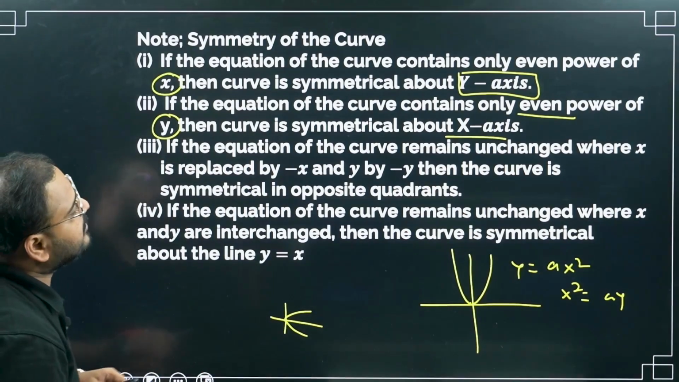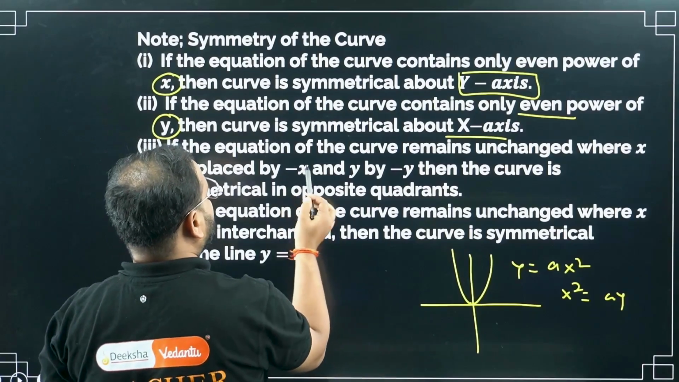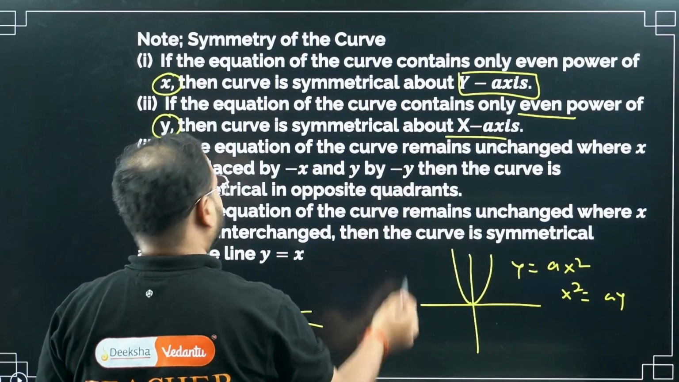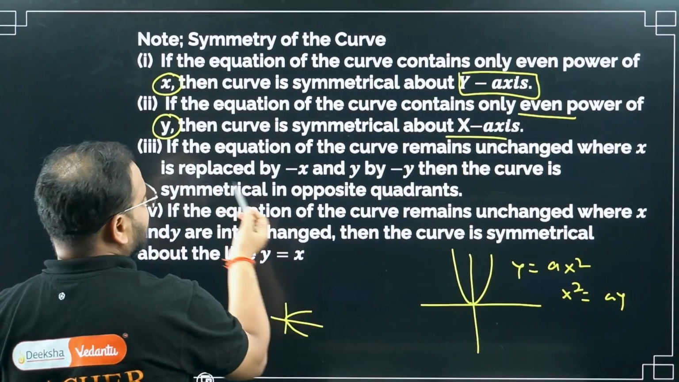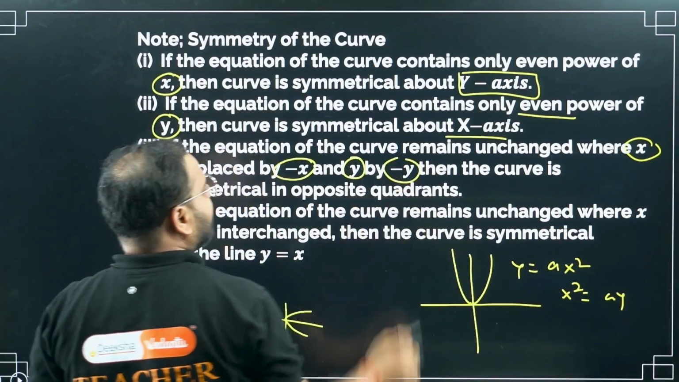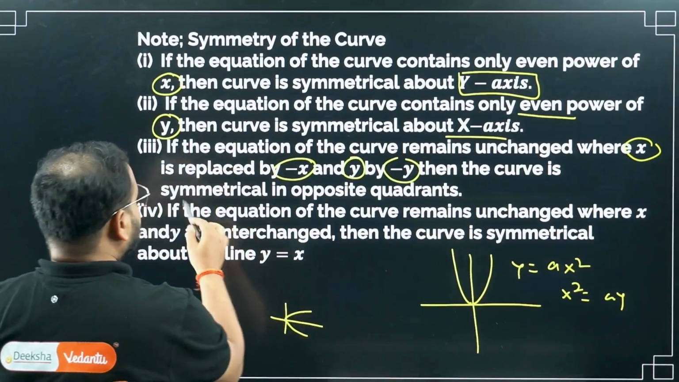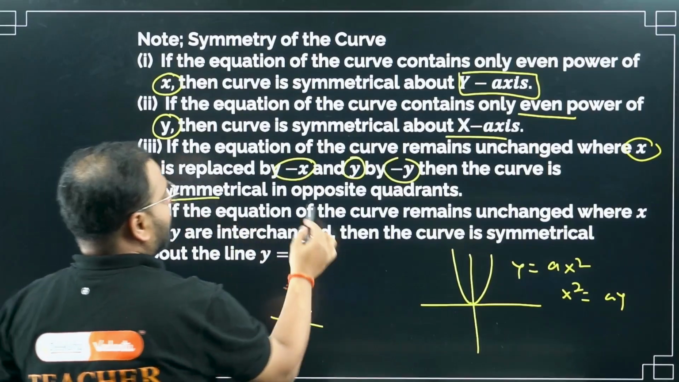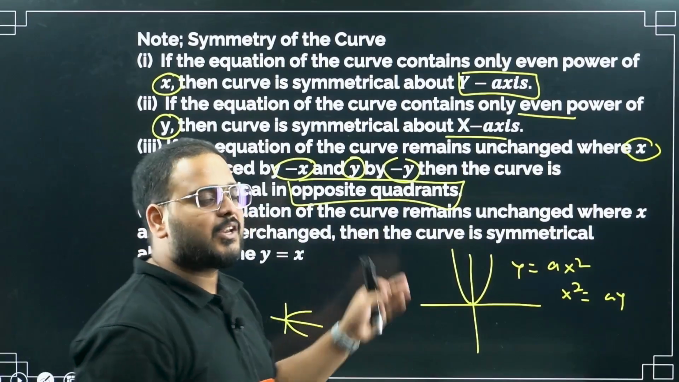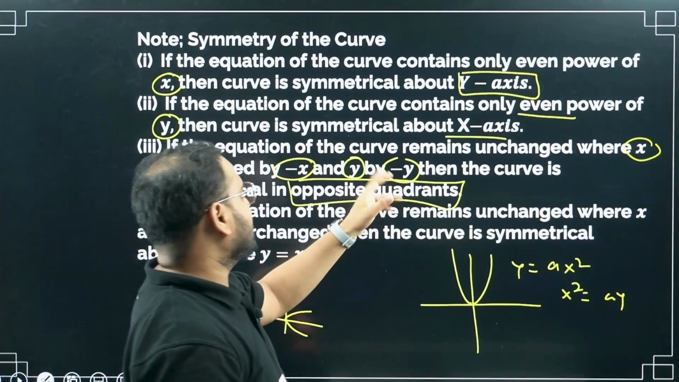If the equation of the curve remains unchanged when you replace x by minus x and y by minus y, and the curve remains unchanged, it means that the curve will be symmetric about the opposite quadrants. That means first to third and second to fourth quadrants. If by changing x to minus x and y to minus y the curve remains the same, the curve remains unchanged.